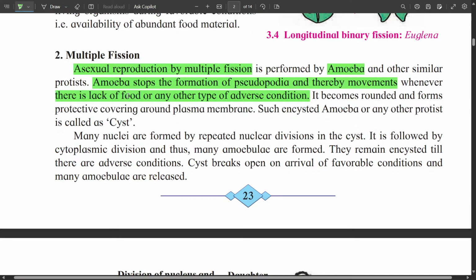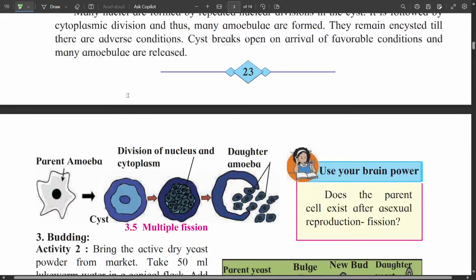It becomes rounded and forms a hard cyst, a hard coating around that round shape. Such an encysted amoeba or any other protist is called a cyst. Now in that cyst, as you can see here, this is the parent amoeba. In adverse condition, it has formed a cyst around it, round shape, no pseudopodia, cyst is formed.